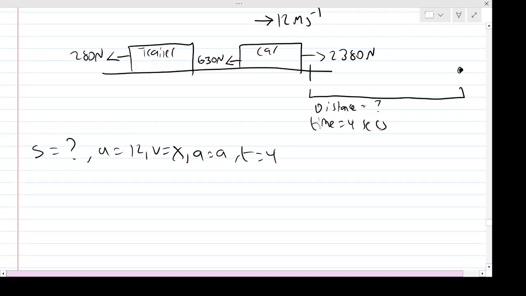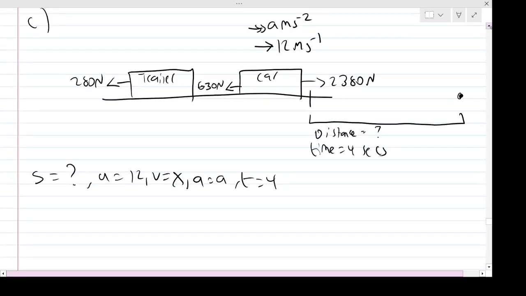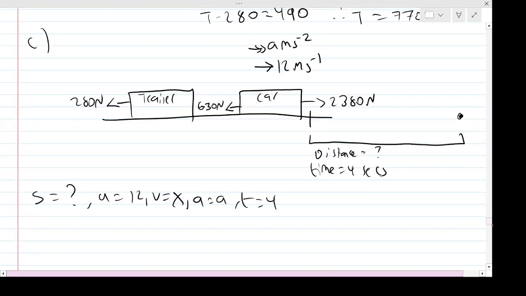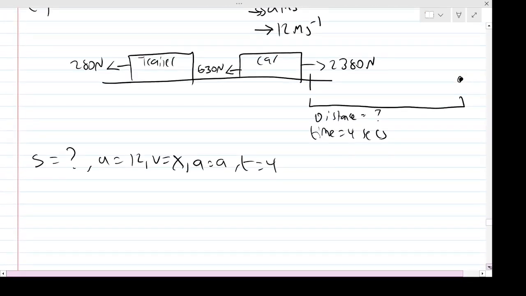So how can I work out acceleration? Again, let's consider, well, we don't have a whole system anymore, do we? Because the objects aren't connected. The car and the trailer no longer have a rope connecting them. So we cannot consider them as a whole. We can only consider, say, the car separately. We cannot and must not combine them. They're not connected.